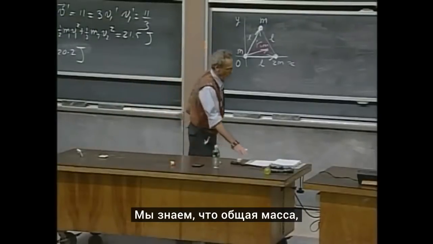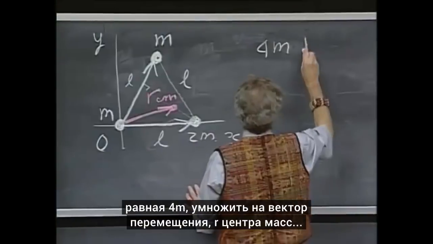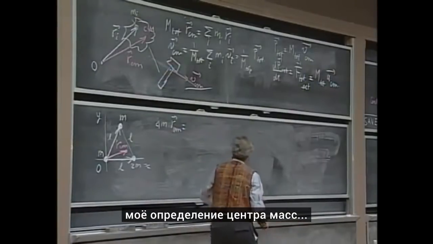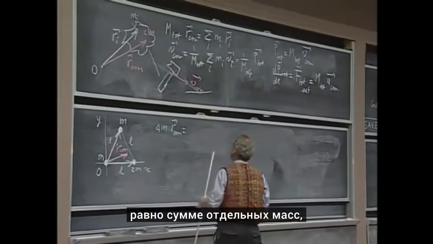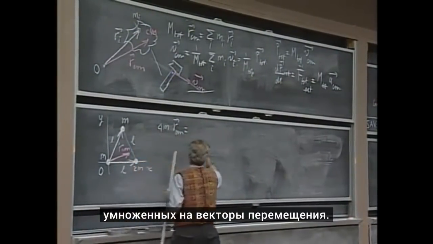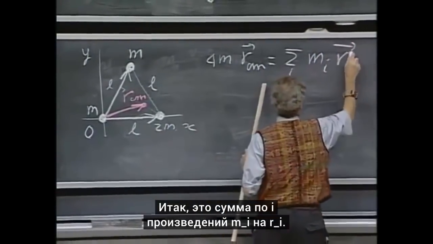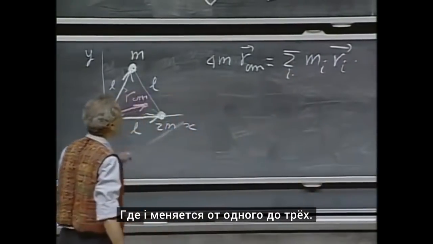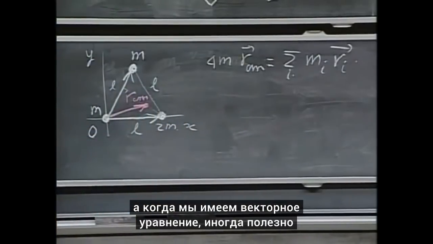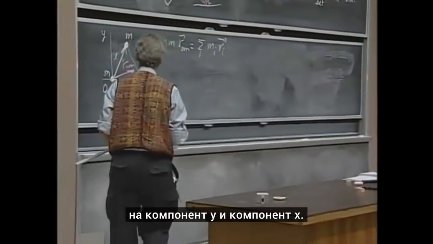And so now we can calculate the position of the center of mass as follows. We know that the total mass, which is 4m, times the position vector of the center of mass, I go all the way up there on the blackboard, that's my definition for a center of mass, equals the sum of the individual masses times their position vector. So it is the sum over i of m_i times r_i, and this i goes from 1 to 3. Now, this is a vectorial equation, and whenever we have a vectorial equation, it sometimes pays off to split it into 2 components, a y and an x component.